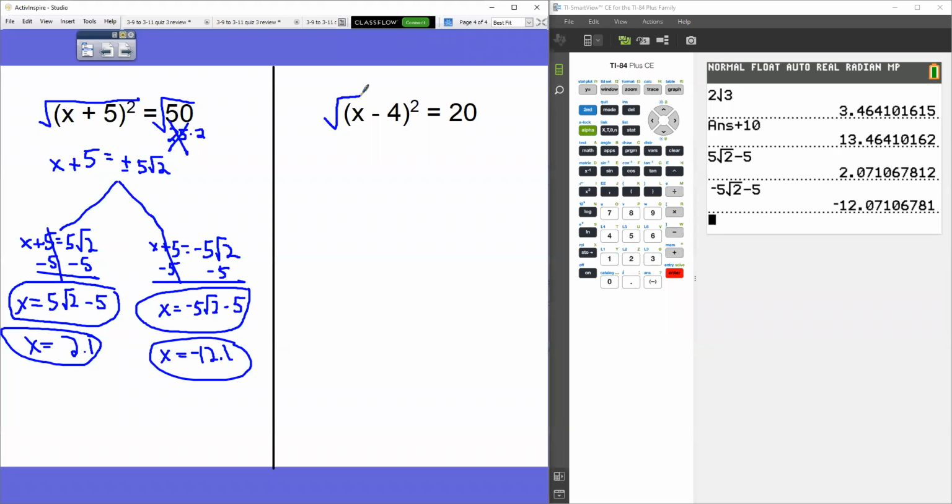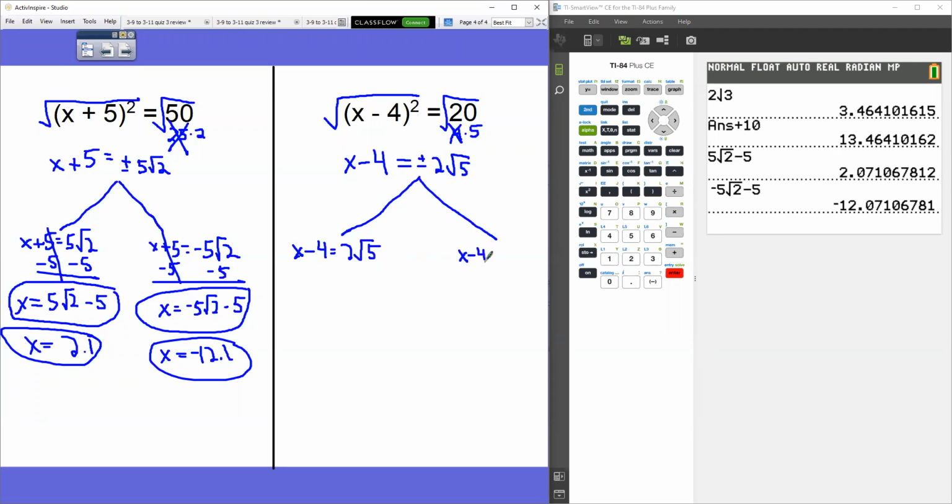So the first thing that you need to do is to take the square root and take the square root. By taking the square root, it gets rid of those parentheses and the squared. So we have x minus 4 equals, and now we have the square root of 20. 20 is really 4 times 5. Cross off the 4, bring out the 2. So this is plus or minus 2 radical 5. So here's where you need to split it into 2 separate problems. We have x minus 4 equals 2 radical 5, and we have x minus 4 equals negative 2 radical 5.